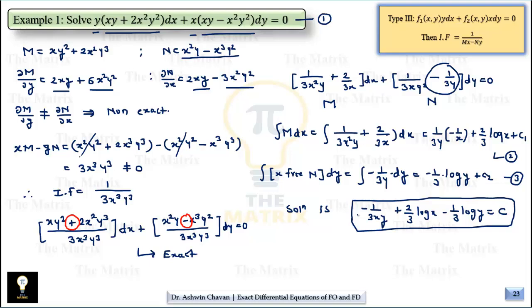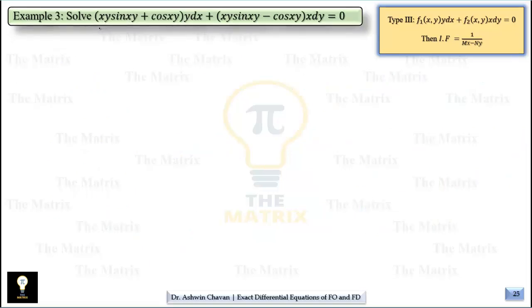Let's have another example. In this example, some function is multiplied by y into dx, and again some function is multiplied by x into dy equal to 0. So this is of the third type only. Let's check first whether it is exact or not.